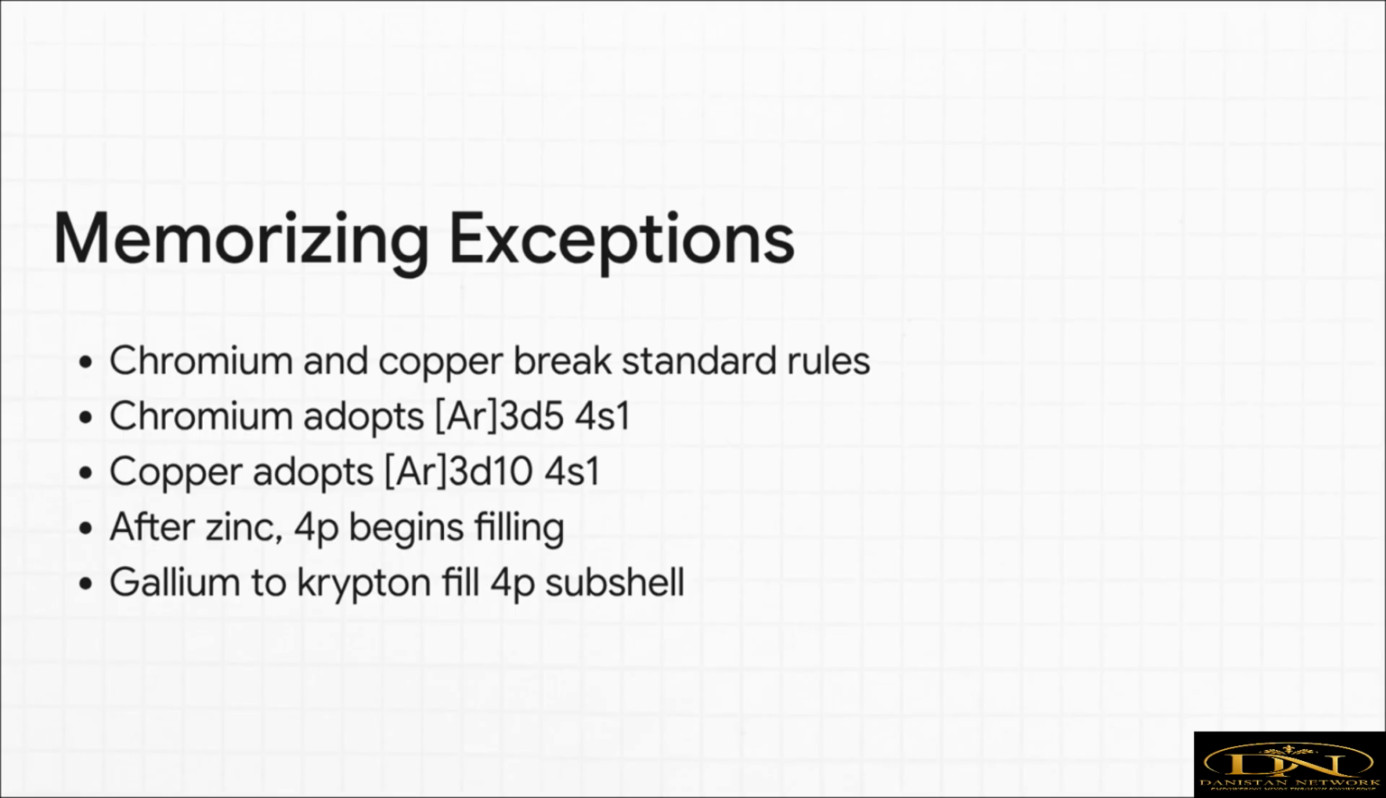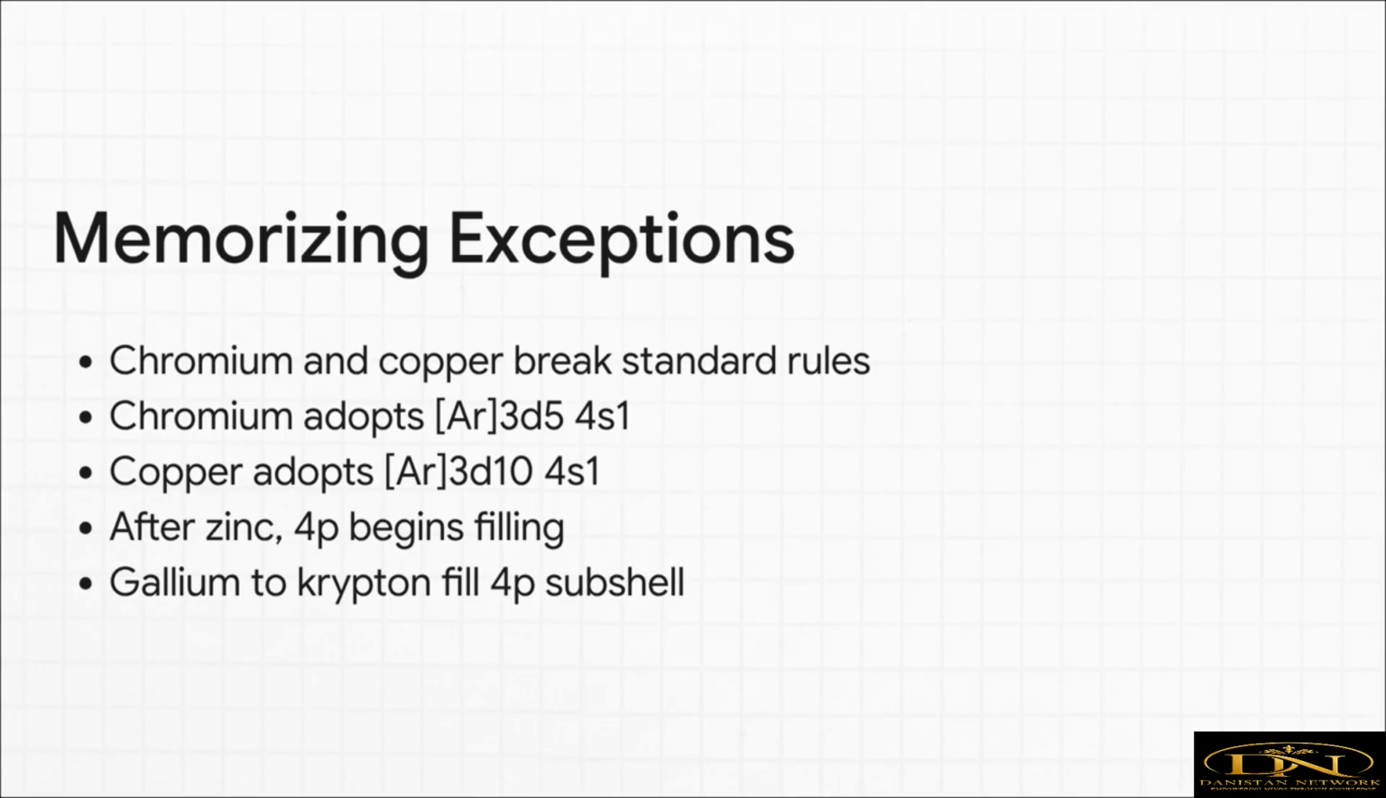Seriously, chromium literally steals an electron from the 4s to make its 3d subshell exactly half full, 3d5, 4s1. Copper steals an electron from the 4s to make its 3d subshell completely full, 3d10, 4s1. Burn those 2 specific configurations right into your memory. Now, once that drama is over and zinc finishes the 3d block, normalcy finally resumes. The next highest energy level is 4p, so elements from gallium to krypton progressively fill up the 4p subshell without any further rule breaking.